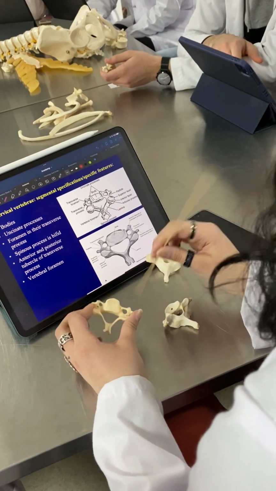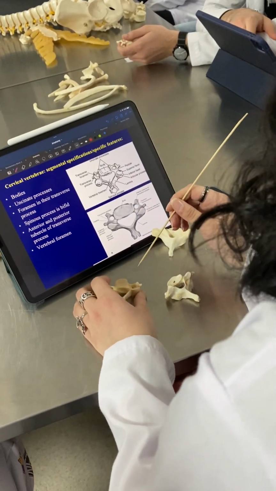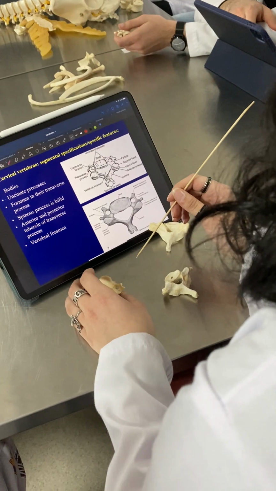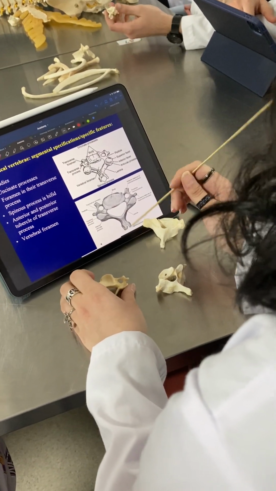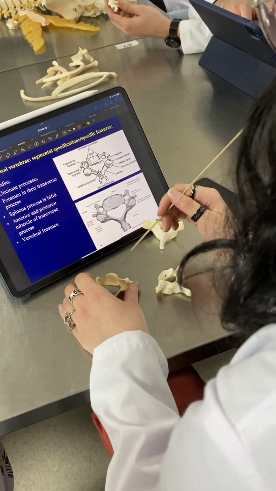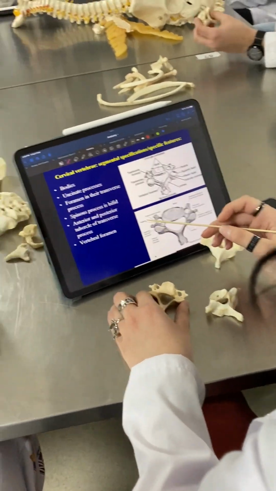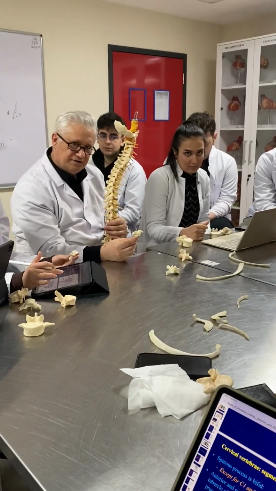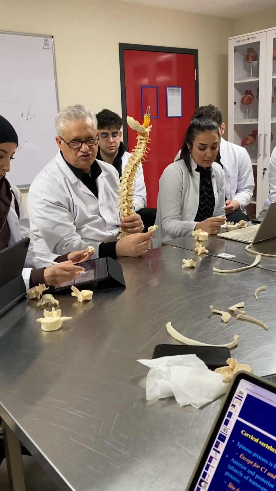Now we're going to bring all these features together when we finish the thoracic and lumbar, because their shape is different. So the shape of the body is saddle shaped. How about the shape of the foramen? It's triangular. Okay, good.